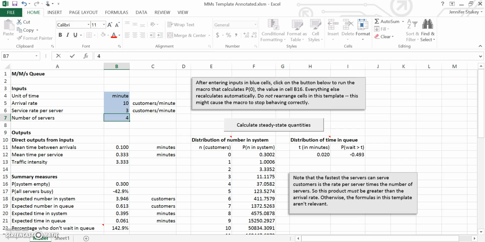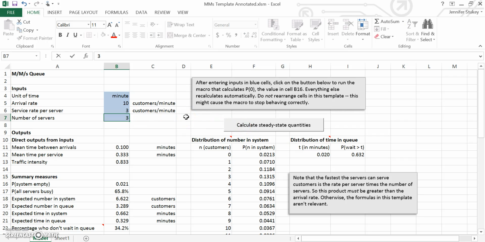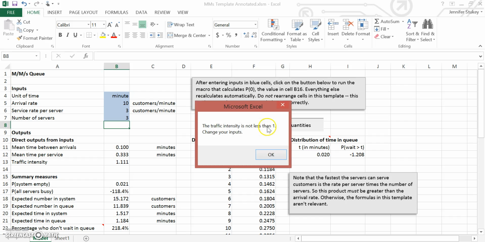We can change that. Every time we change that number, we need to hit this macro, which is Calculate Steady State Quantities. Now, you may have a bar up here that asks you if you want to enable macros. Yes, you have to enable the macros in order to use this template to complete your homework. So make sure you have the macros enabled, and every time you change the number of servers, make sure you recalculate the steady state quantities.